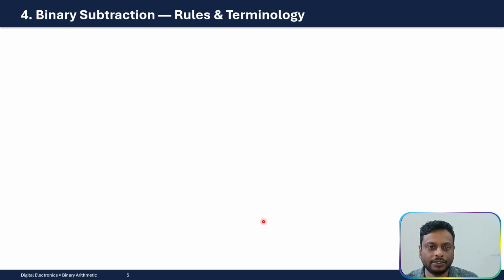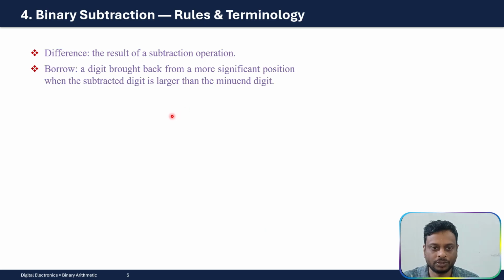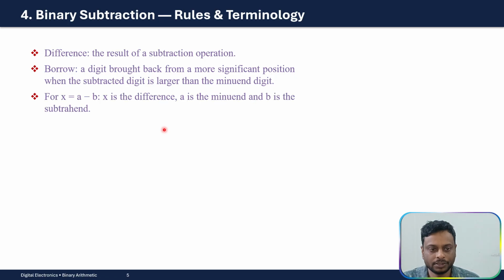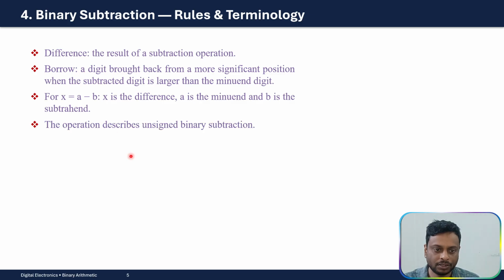Okay. Similarly, binary subtraction. So difference. The result of the subtraction is the difference. Then we have a borrow also. Okay. A borrow is needed when the subtrahend digit is larger than the minuend. If the subtrahend digit is larger than the minuend, then we have a borrow. Okay. So what is the minuend and subtrahend? You can see if we are subtracting B from A, so A is the minuend and B is the subtrahend. Okay. So if B is greater than A, then we have a borrow.